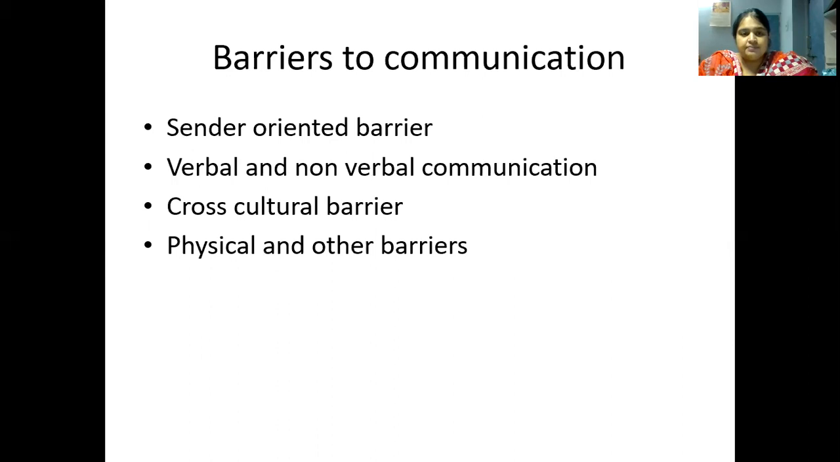Barriers to communication: sender-oriented barrier, verbal, non-verbal communication, cross-cultural barrier, physical and other barriers.